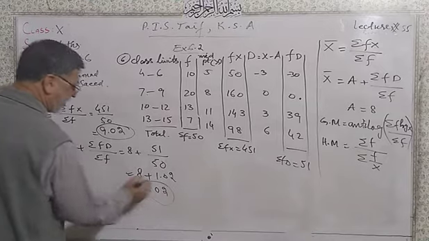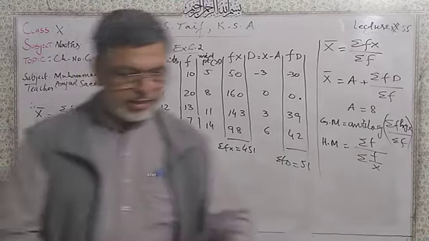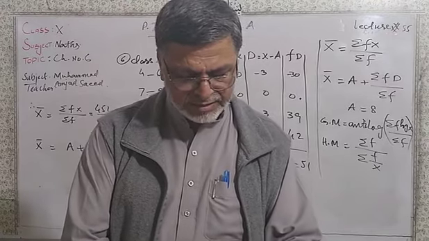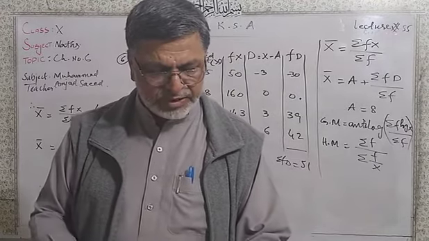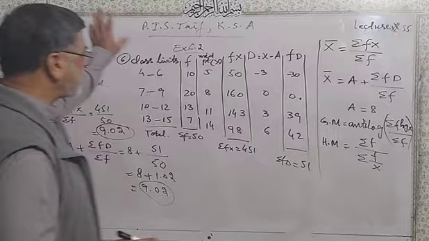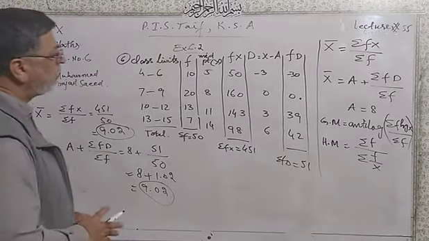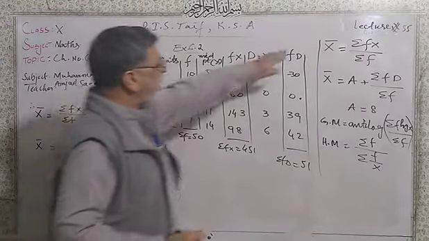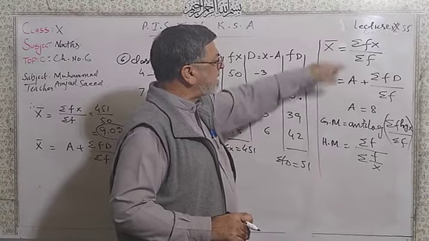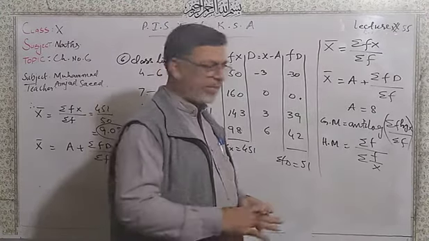By indirect method you got the same answer. It means that your answer is correct. Whatsoever the method will be used, but you will get the same answer. So we have found by direct method and indirect method. This indirect method is known as shortcut method.